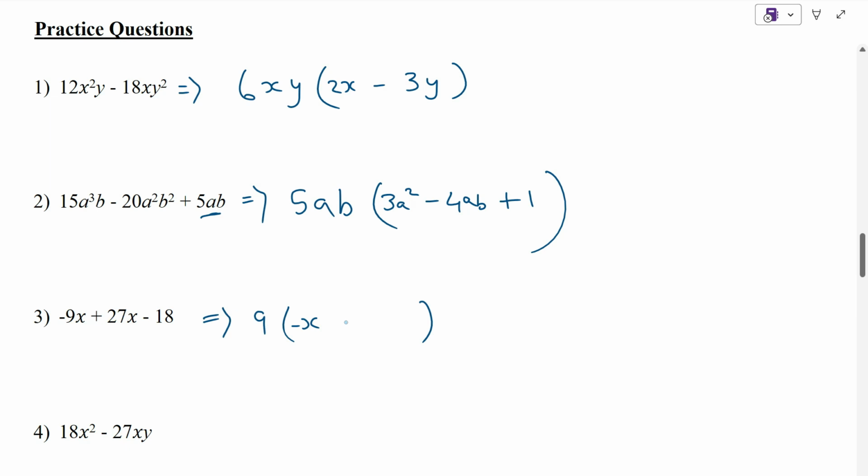9 multiplied by 3x gives us plus 27x. And 9 multiplied by minus 2 gives us minus 18.